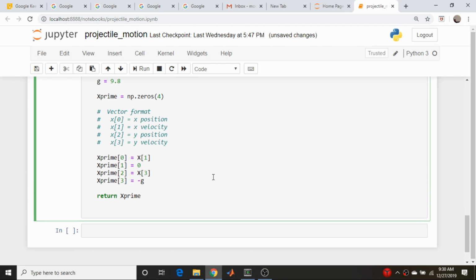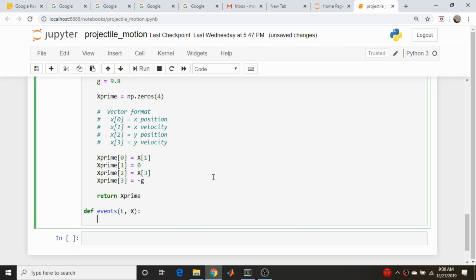Okay, my audio cut out for some reason in the middle of recording, so I have to go back and redo the events function. Not a big deal overall, since I wasn't that far ahead of here. So let's define events. It's going to take a variable t, another variable capital X, and we want this function to terminate when the y position is equal to 0.